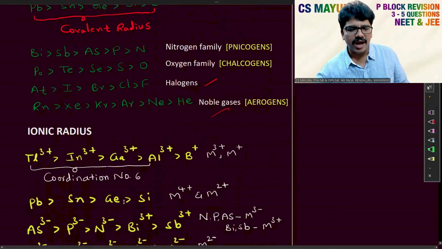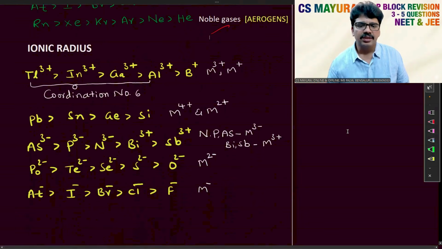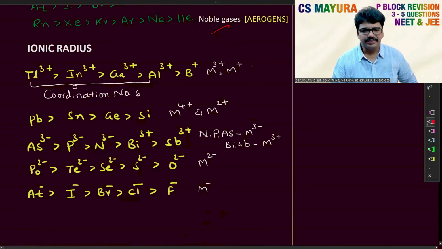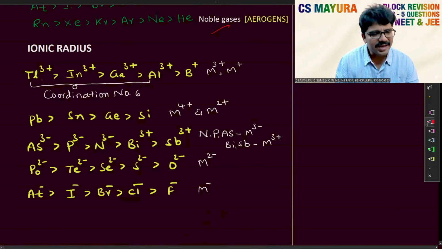Now I am coming to ionic radius. Here in the boron family, generally their common oxidation state is what? +3. Even thallium, I am taking +3. Aluminium 3+, thallium 3+. Down the group ionic radius increases. There is no exception in that.